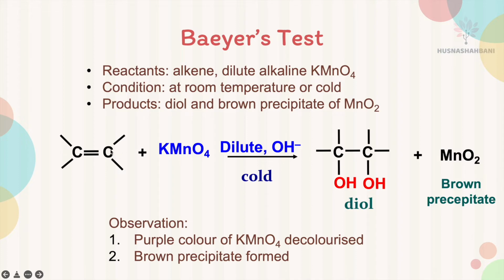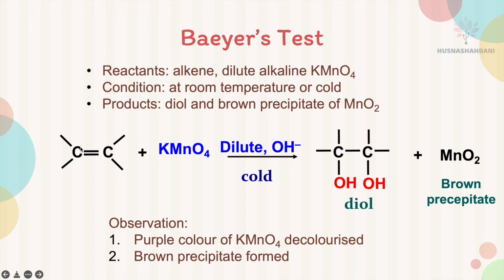In the Baeyer's test, if alkene is used in the presence of dilute, alkaline, cold KMnO4, the product will be diol and MnO2 brown precipitate. So the observation will be purple color of KMnO4 decolorized, which means the presence of diol, and brown precipitate forms. The brown precipitate is the MnO2.